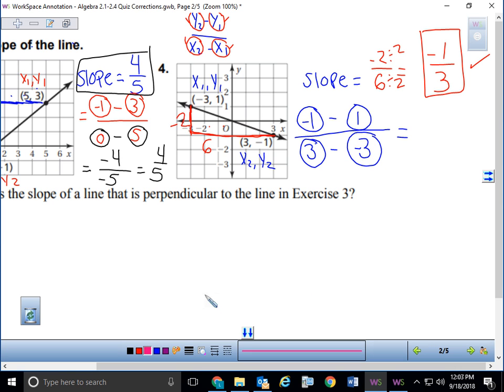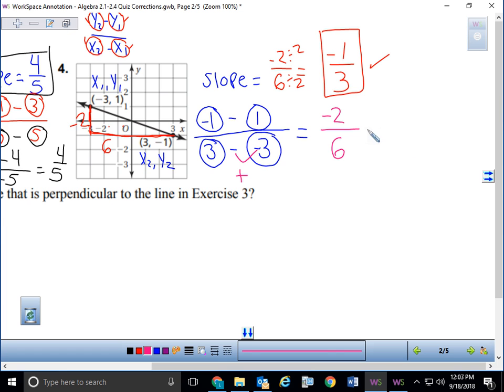So now I'm at negative 1 minus 1, getting more negative is negative 2, over 3 minus negative 3. Well, right here, these two turn to positive, so I'm adding. So it's really 3 plus 3, which is 6. Don't stop. You have to simplify. Again, I'm dividing top and bottom by 2 because that's the number they have in common. Negative 2 divided by 2 is negative 1, over 6 divided by 2 is 3. Same slope regardless.